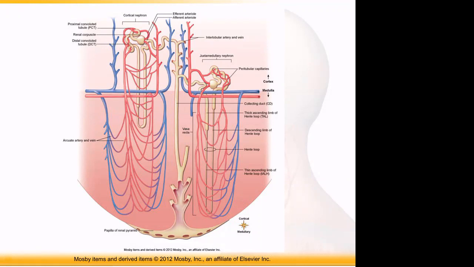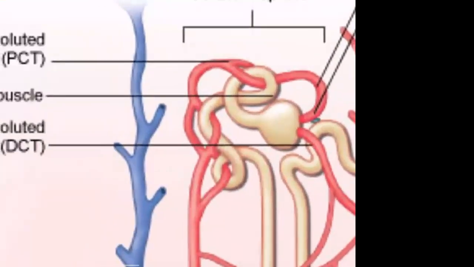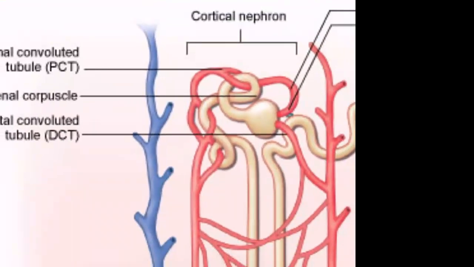Well, when we filter our blood, a lot of water gets lost. We filter out a huge amount of water, but we want to get that water back into the blood, let's say back into the system. So we have these areas where that efferent arteriole wraps around the nephron and is in contact with that, in this case, proximal convoluted tubule, so that things like water can get reabsorbed back into the blood.